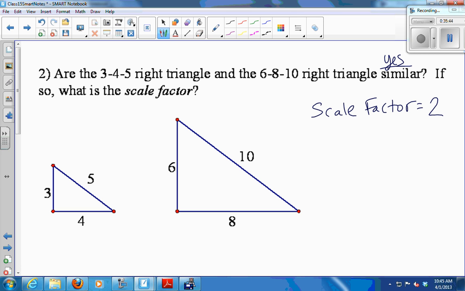Yes, they're similar because every measurement in the first triangle gets doubled to make the second triangle. 3 times 2 is 6, 4 times 2 is 8, 5 times 2 is 10. Because you multiply every measurement in the first by the same number, that means they're similar. Scale factor of 2.